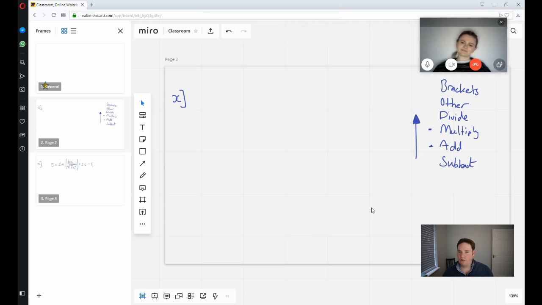Sine, cos, and tan. So that -1 thing works on any of them, so it doesn't matter which one we write.